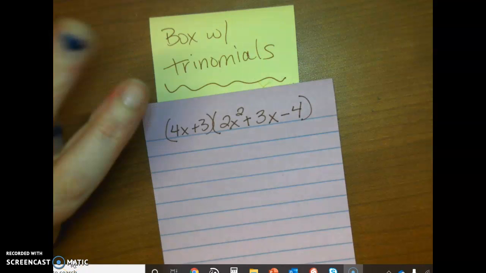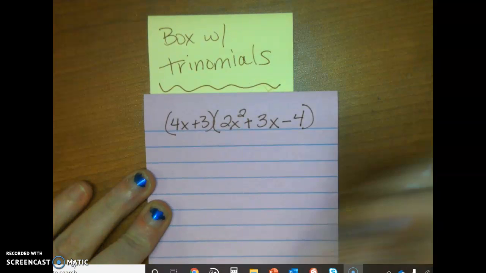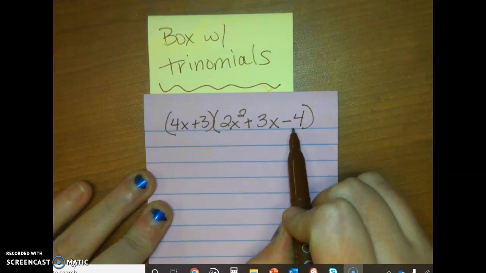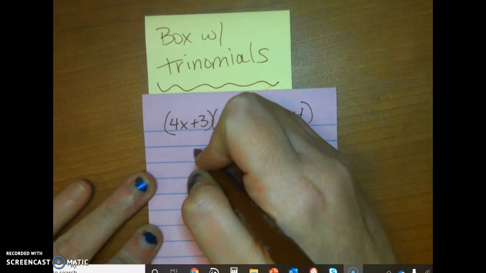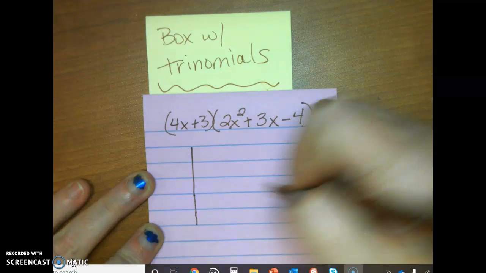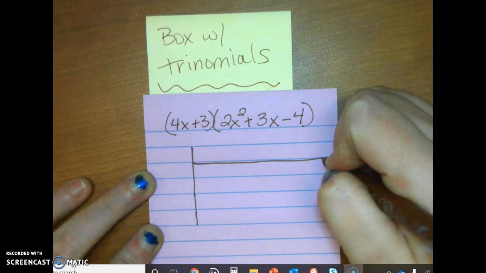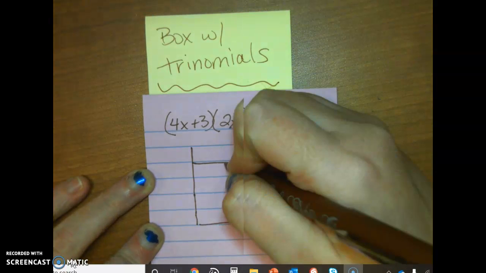Okay, so real quickly, I want to make sure you see an example of a box with trinomials. Because here's a trinomial, 1, 2, 3. Here's a binomial. And so your box can go any way you like. I think I'm gonna do mine like this. Anyway, there's only so many ways it could go.